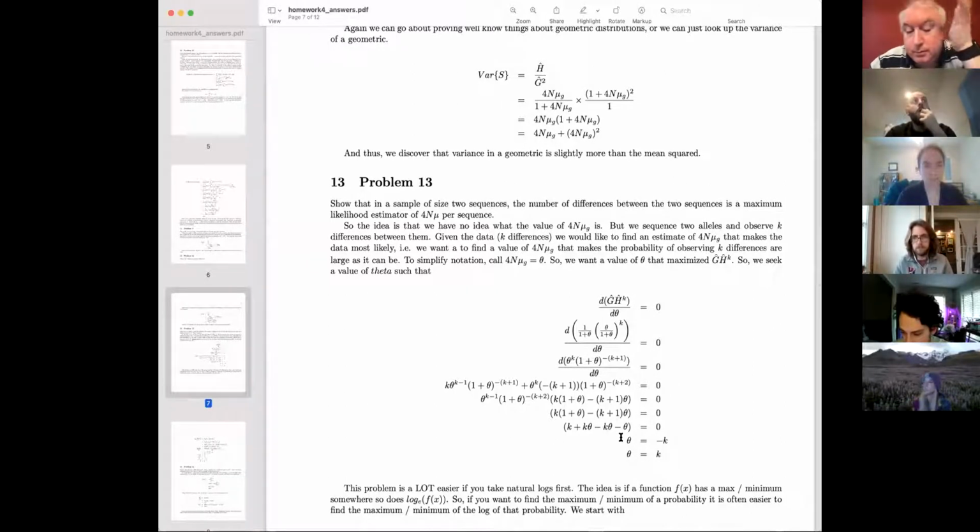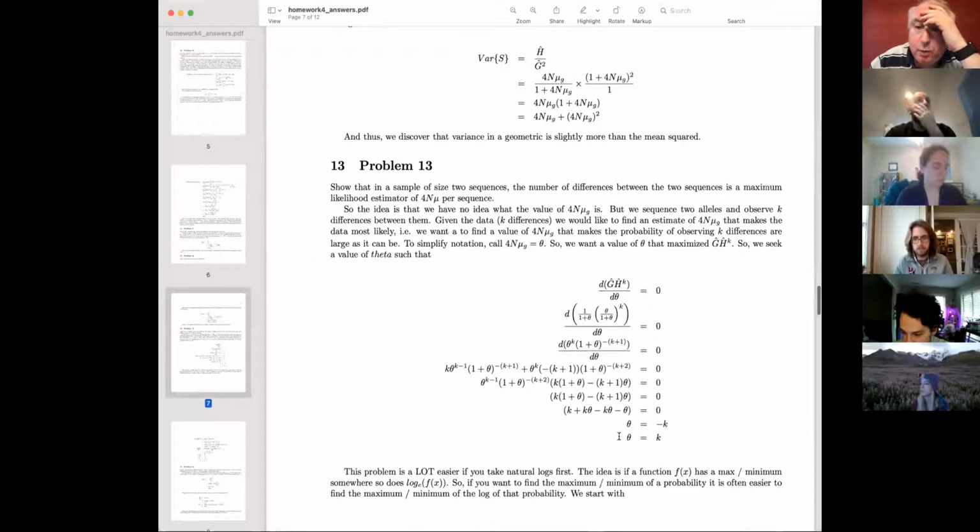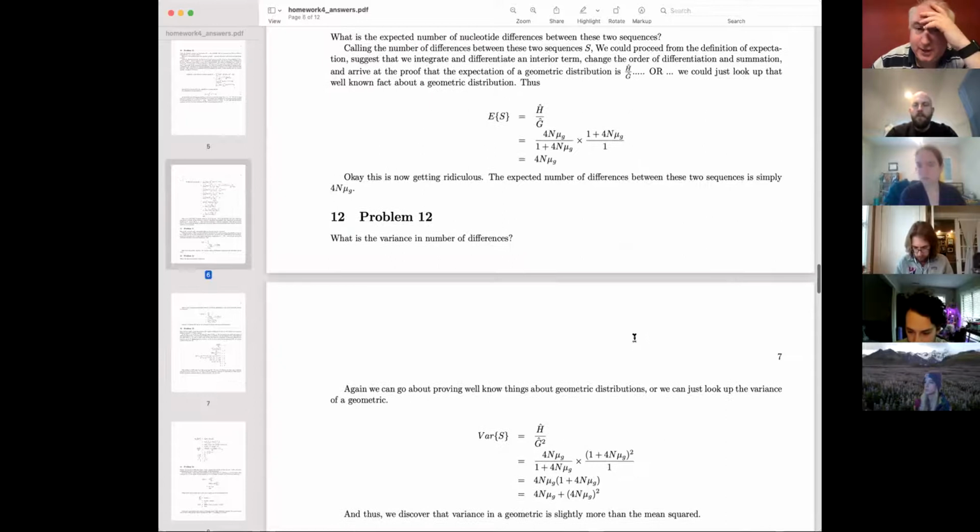Or here, really. What you're going to see is that you see theta and you see the observed number of sites over and over again. You will see in a sample of size 2, the observed number of sites is an estimator of theta, in lots of different ways.